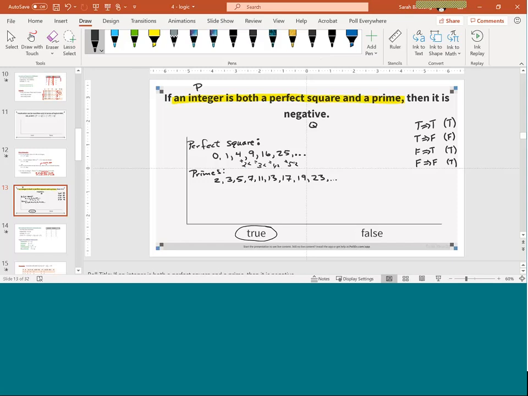So what we're trying to figure out here is if any perfect square has only the factors 1 and itself. So we're trying to figure out if any perfect square could also be a prime number. So what do you guys think? Is it possible that a perfect square could also be a prime number?